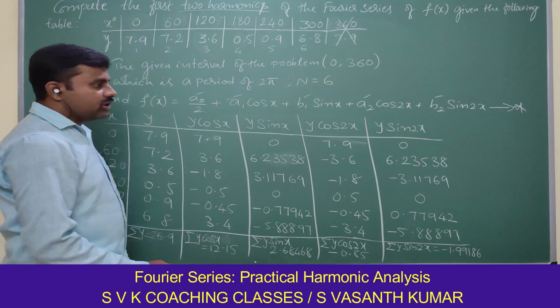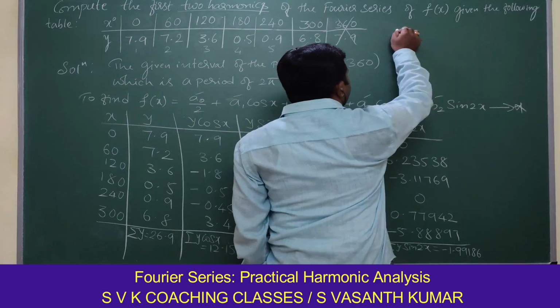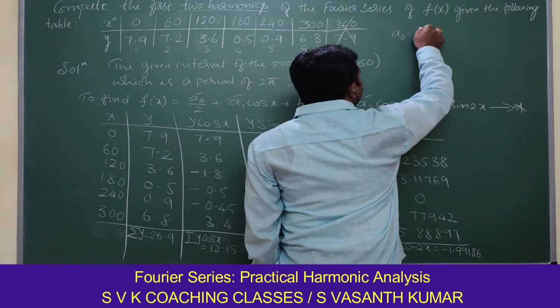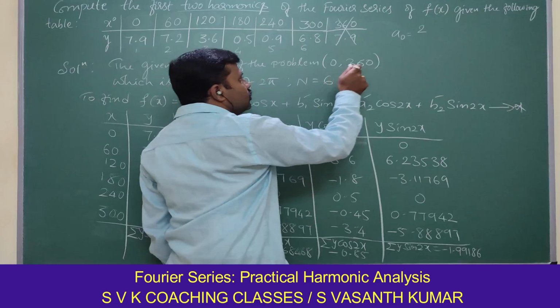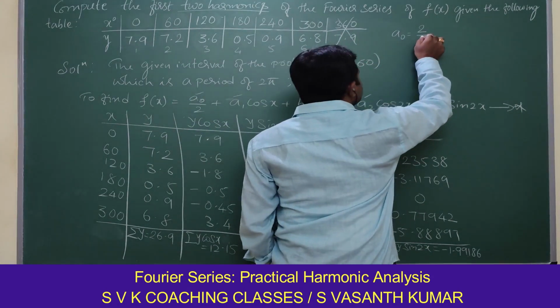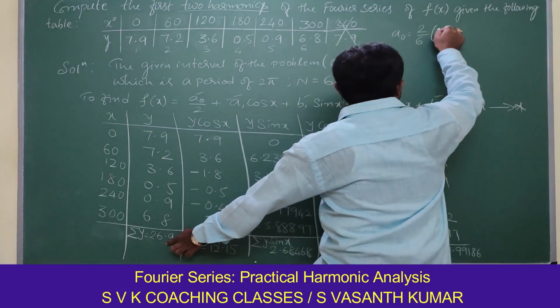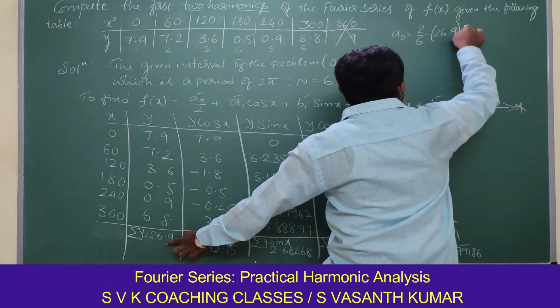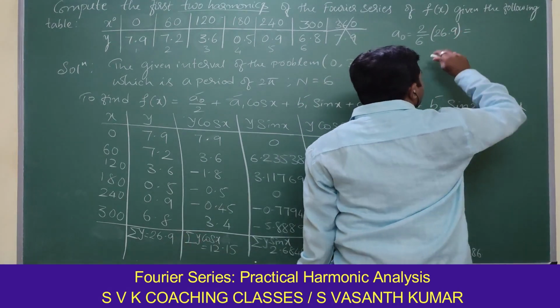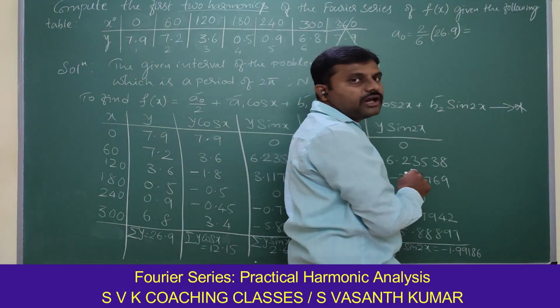As I told you, what is the formula? A0 is given by 2 by n. What is the value of n here? It is 6. So 2 by 6 into sigma y. Sigma y value is 26.9. Calculate this and you are going to get the value of A0.